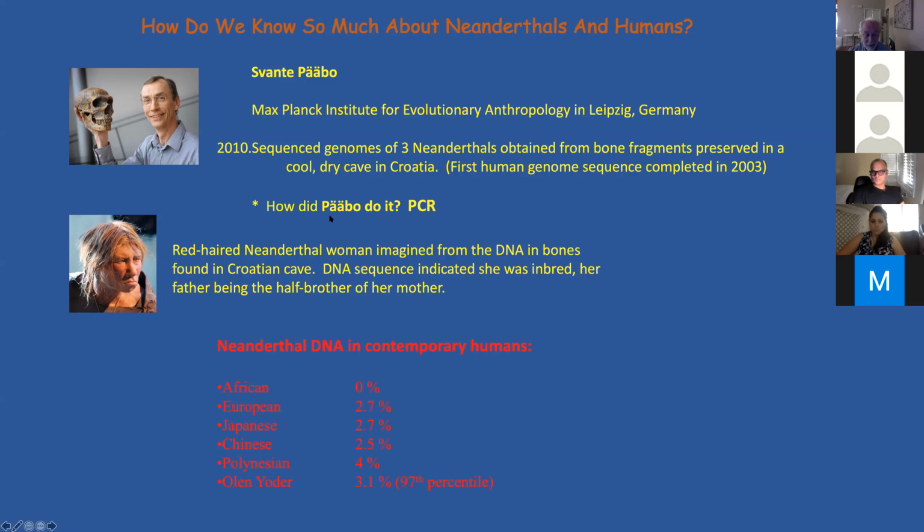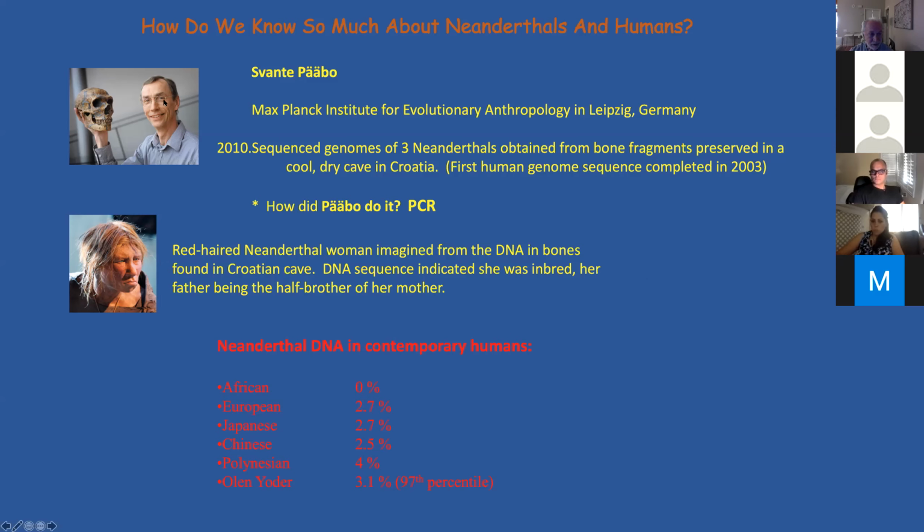How did he do it? You all know the answer. How did Pääbo get DNA from Neanderthals? It's right here. PCR. Without PCR, it would not have been possible. So he could have as little as 1 molecule of Neanderthal DNA and then make a pound of it if he needed that much. So technology is critical for our advance in knowledge.